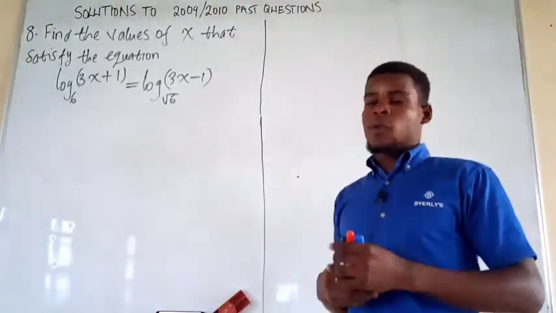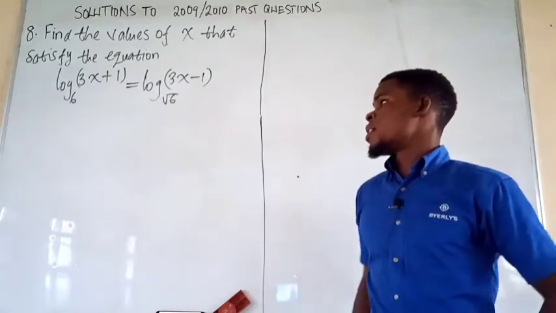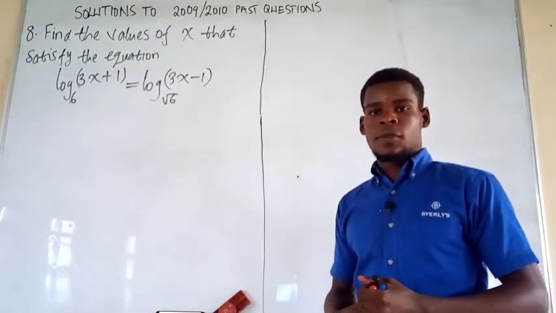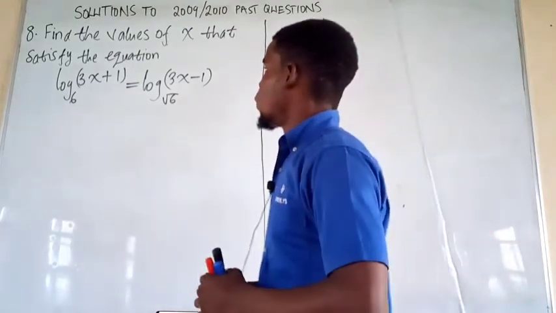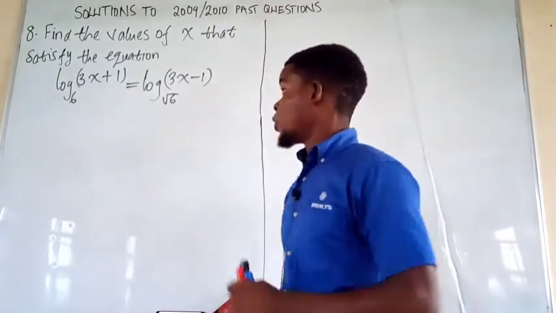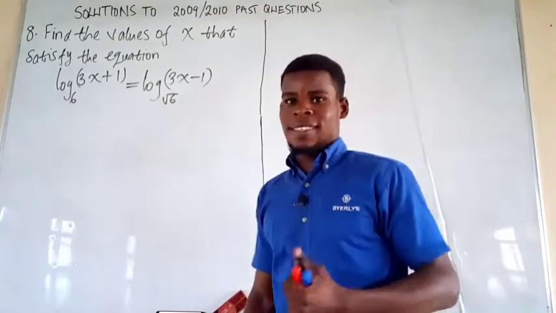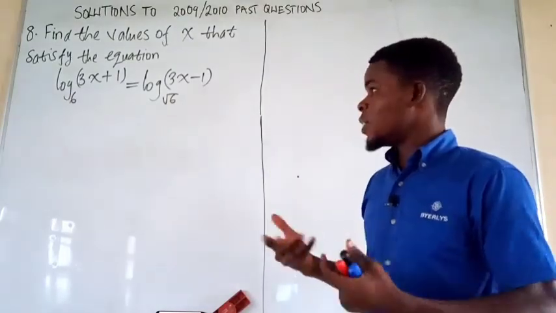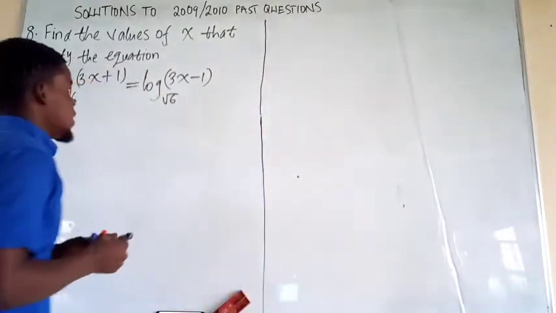This number 8 question, we want to find the values of x that satisfy the equation: the logarithm of 3x plus 1 to base 6 equals the logarithm of 3x minus 1 to base root 6. This is very simple, but it's a little bit tricky.